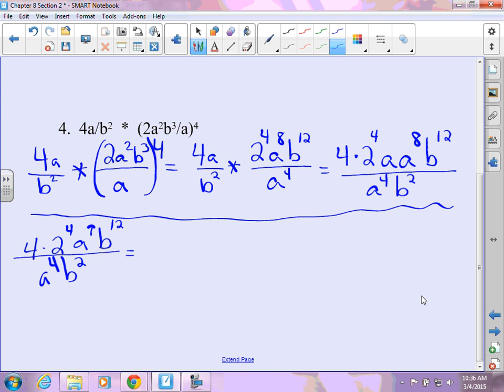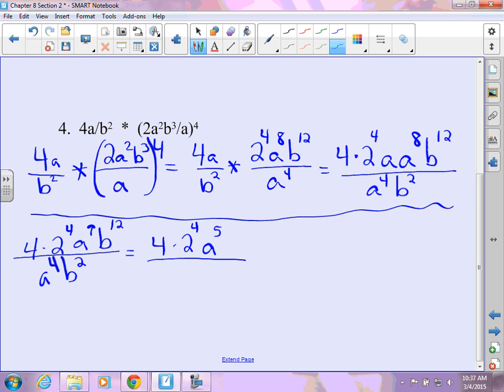Right. Let's look at my numerator. Do I have more A's in the numerator or denominator? Numerator, how many more? 5. So it's going to be A to the 5th. Okay. B's, numerator or denominator, more. More in the numerator, how many more? 10. So do I need my fraction bar? I do not need it because I have nothing down there. So I'm going to get rid of it.